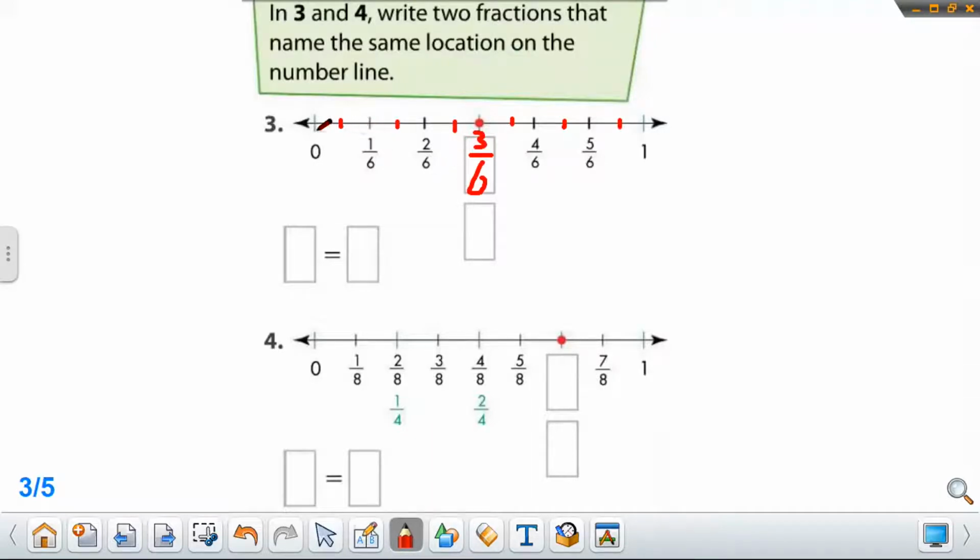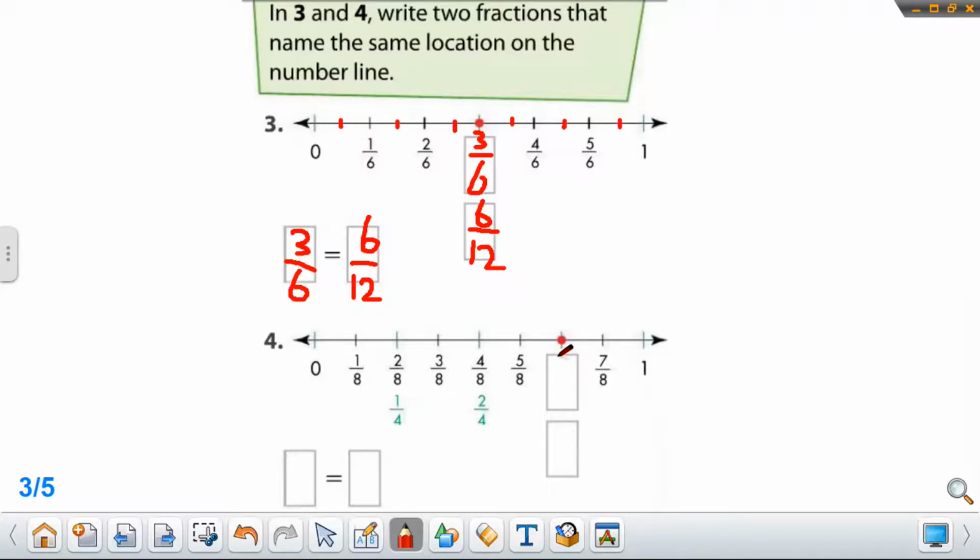It's out of 12. 1, 2, 3, 4, 5, 6, 7, 8, 9, 10, 11, 12. So from here, 1, 2, 3, 4, 5, 6. 6 out of 12. What does it mean? It means 3/6 is equivalent to 6/12.